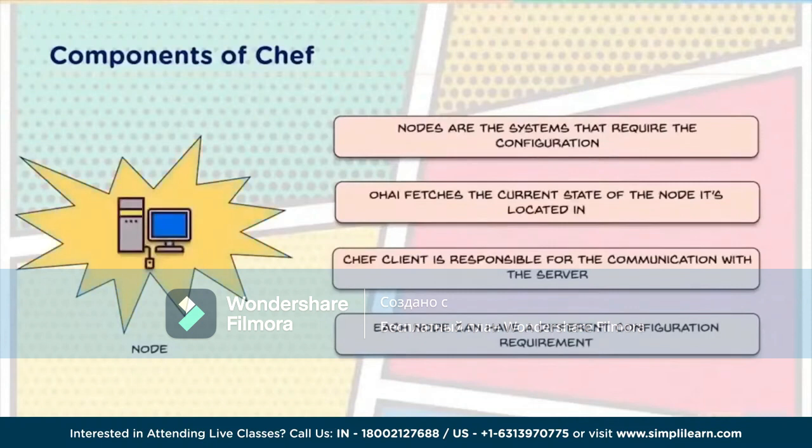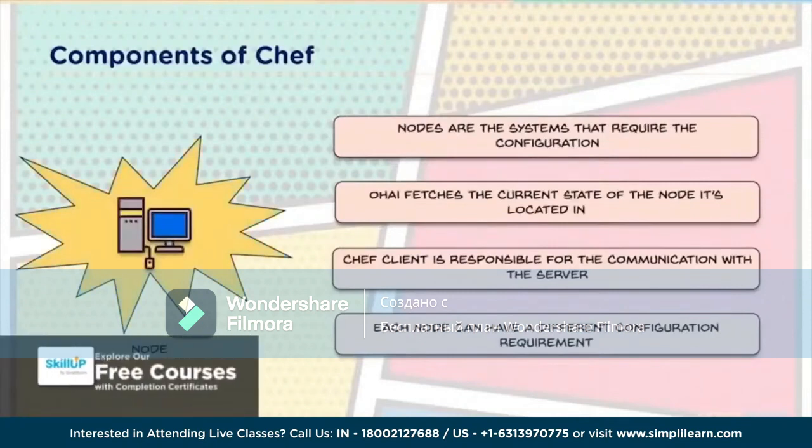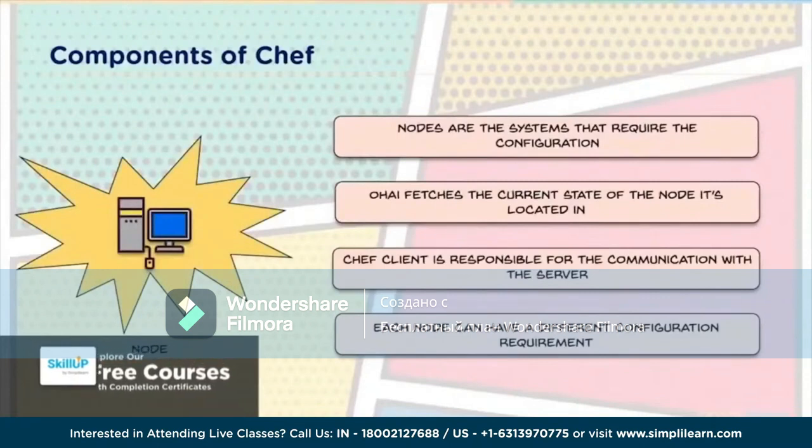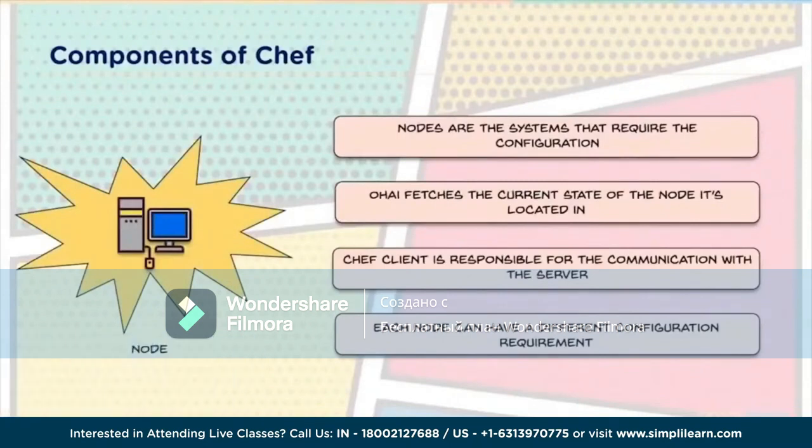And a final component, the node. So nodes are the systems that require the configuration. In a Chef architecture, you can have a number of nodes. Ohai is a service which is installed on your node, and it is responsible for collecting all the information regarding your current state of the node.